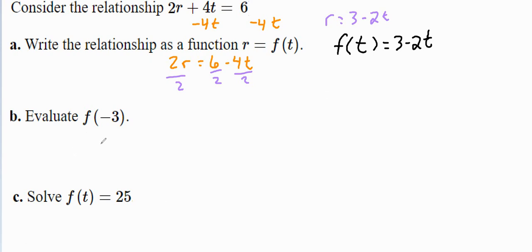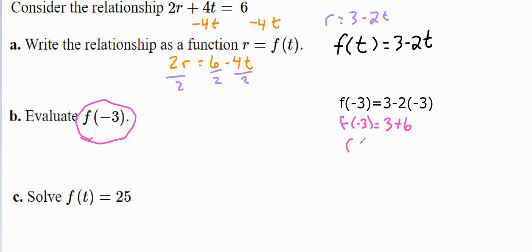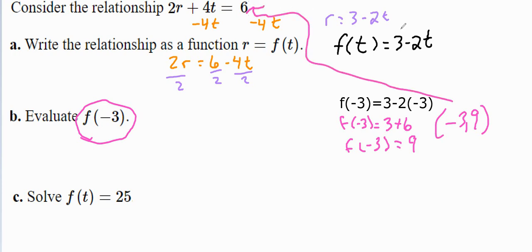Now that we have that, the next step is telling us to find the value of this equation when negative 3 is in for t. So we just put negative 3 in for every time we see t. And then we just solve this. So negative 2 times the negative 3 is a positive 6. So we have 3 plus 6, which is going to equal 9. And what this means, in terms of like a coordinate point, if we had to graph it, is that negative 3 comma 9 is a point on this equation up here, if we had to graph that.